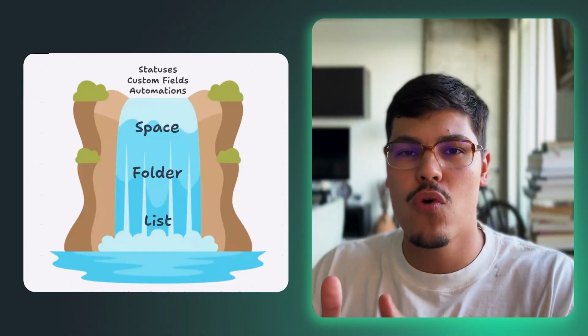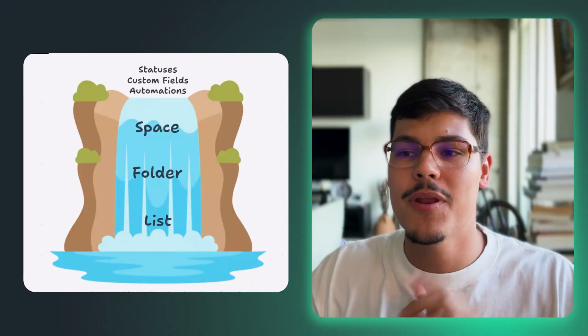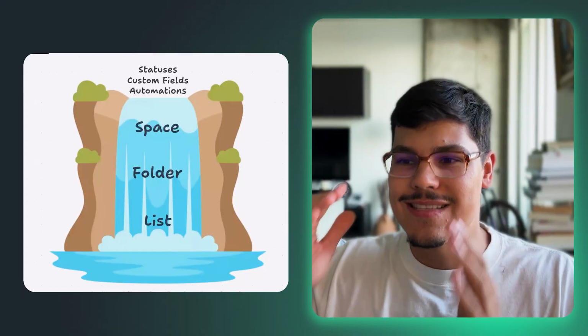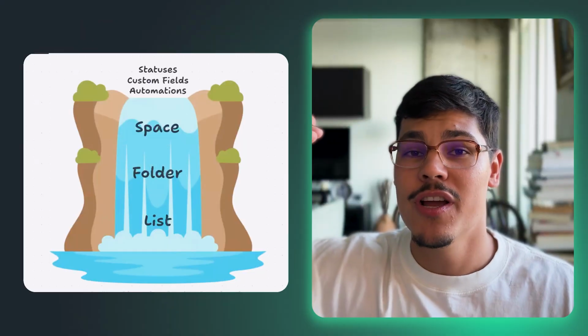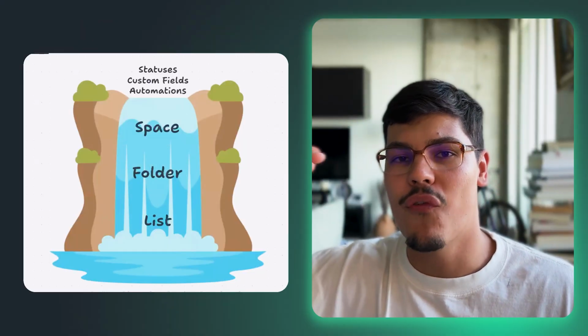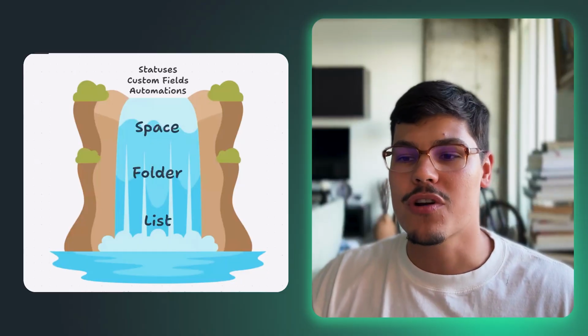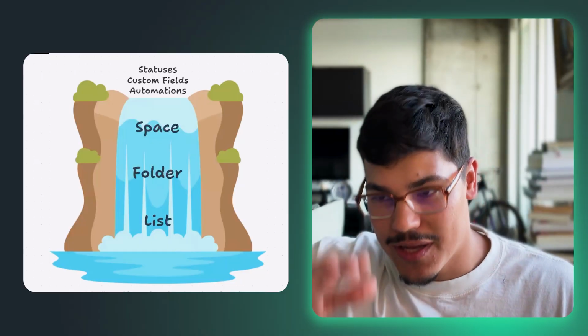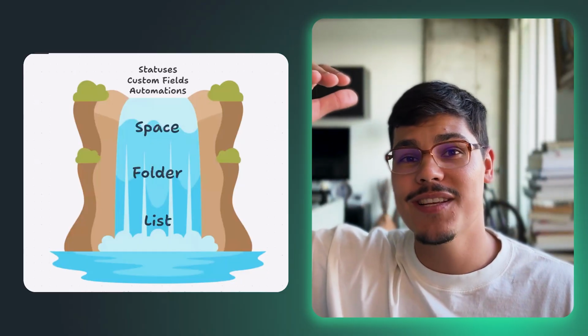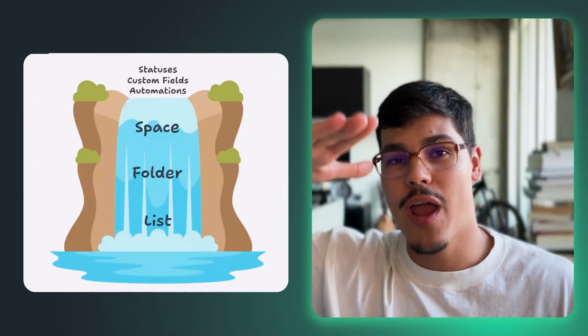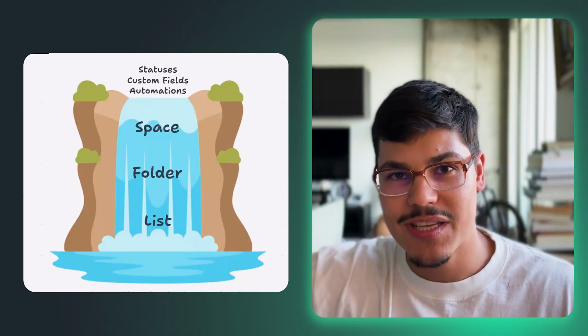And this analogy of the waterfall just helps me keep in mind that whatever I set up on the space level is also going to be applied to all the folders and lists inside that space. The same happens with a folder. Again, it falls kind of from the top down, right? So space is located at the very top of the waterfall, then we have the folder in the middle and the list at the very bottom.